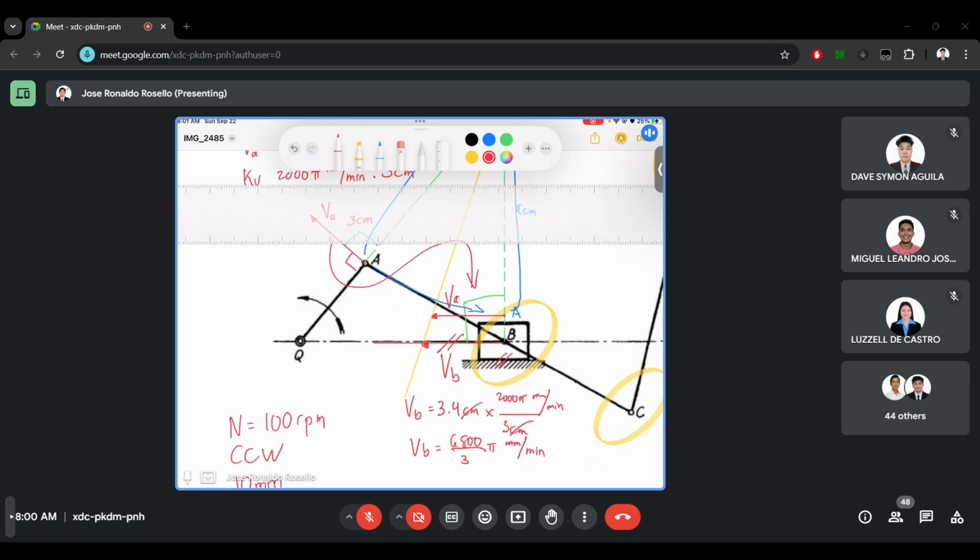Okay. So we now have velocity B. Again, on our midterm exam, we will use whole numbers. You will multiply pi, you will divide by the fraction, then round off to whole numbers.